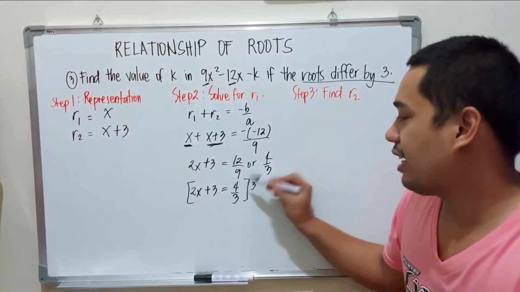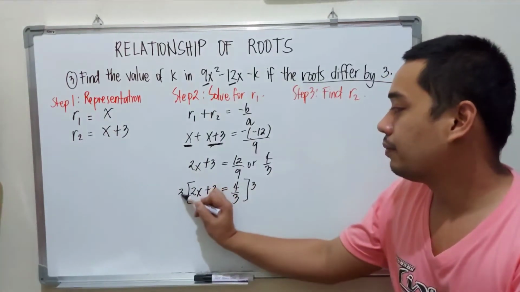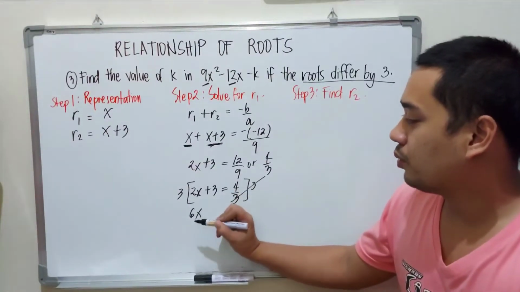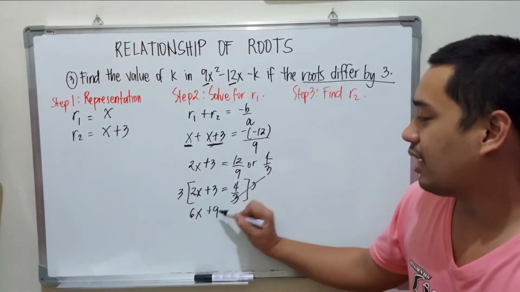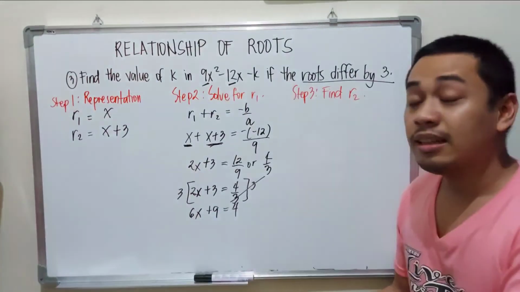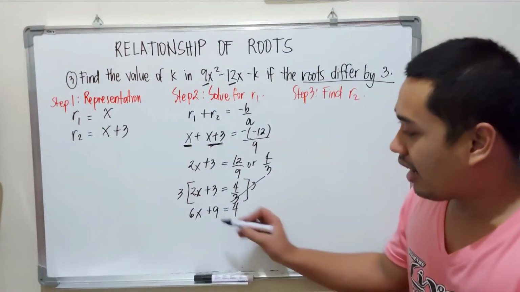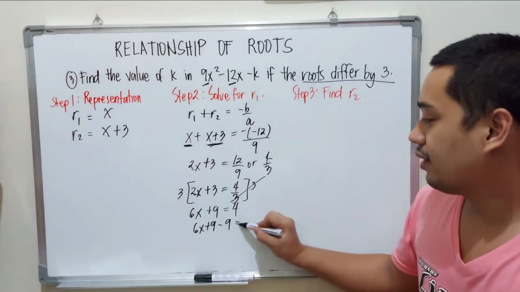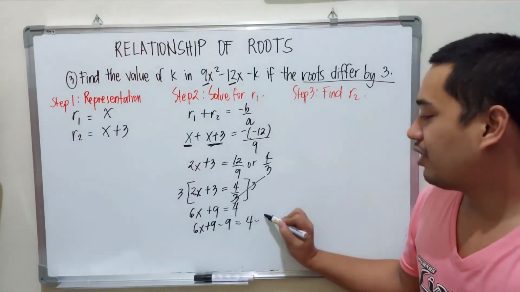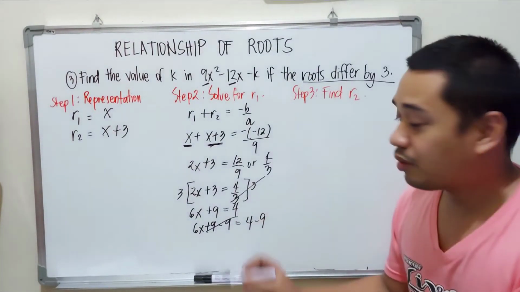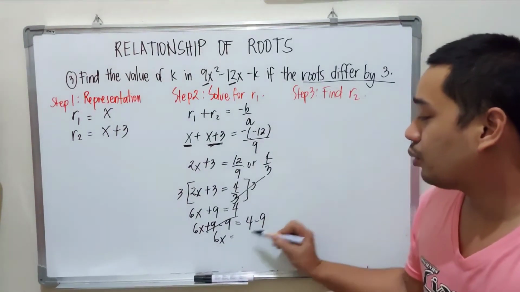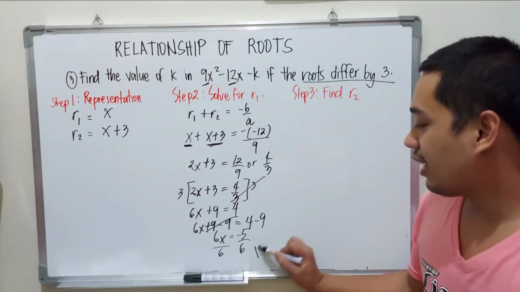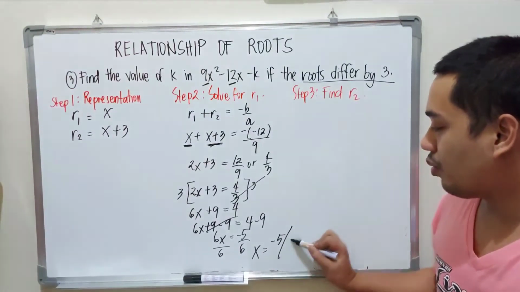So, let's multiply it both sides by 3. Cancel na to. Then we have to multiply. So, magiging 6x plus 9 is equal to 4. Now, adding the negative inverse of 9, you will have 6x plus 9 minus 9 equals 4 minus 9. Then cancel it out. We have 6x is equal to negative 5. Dividing both sides by 6. Then x is equal to negative 5 over 6.